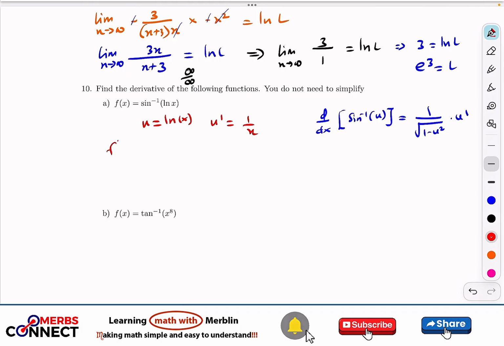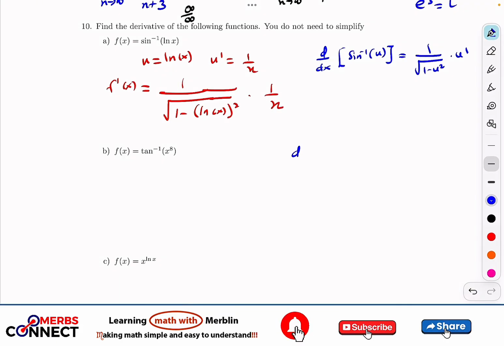So here f prime of x will be equal to 1 divided by square root of 1 minus u squared. U is the natural log of x. So this will be this times 1 over x, and then we are done.